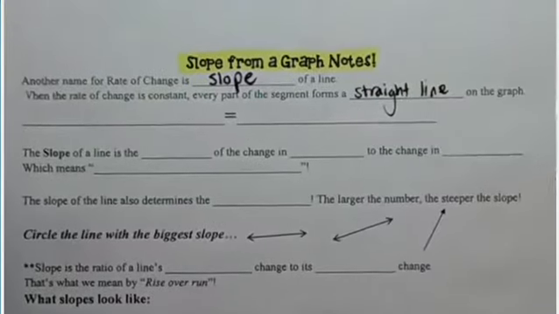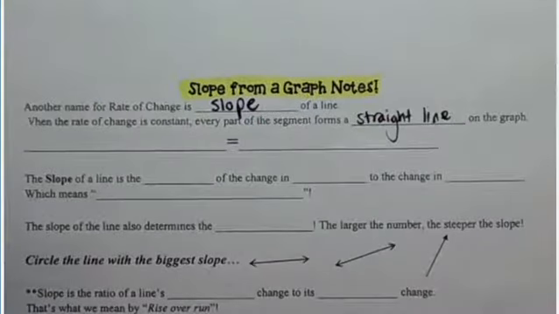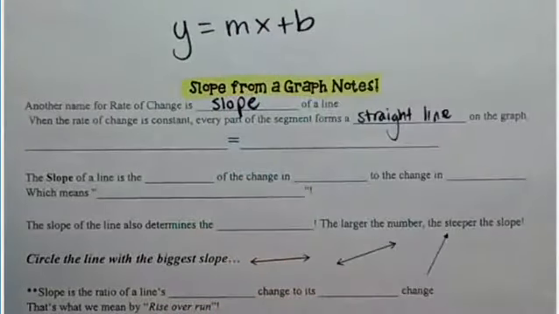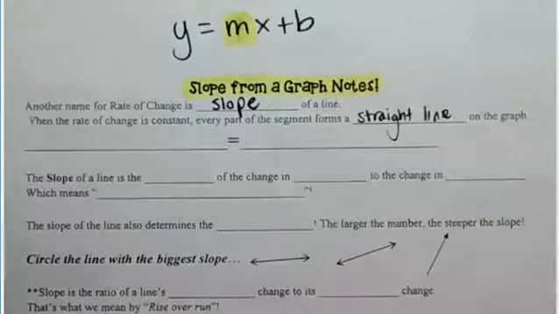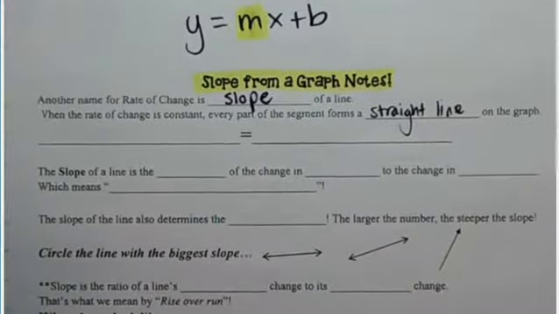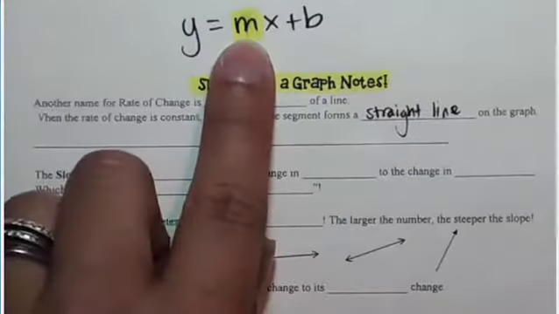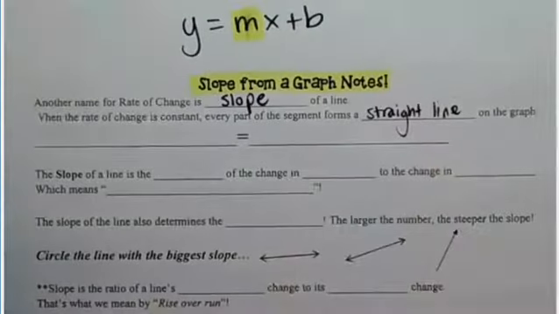Okay, so it forms a straight line. Remember in our equation, y equals mx plus b, what part of that equation represents the slope? Okay, again, the m does. So we're talking about the m part of our equation for linear equations, which is y equals mx plus b. Because the slope is the same between each point, that's what makes a straight line.